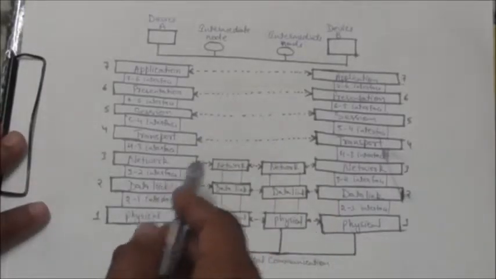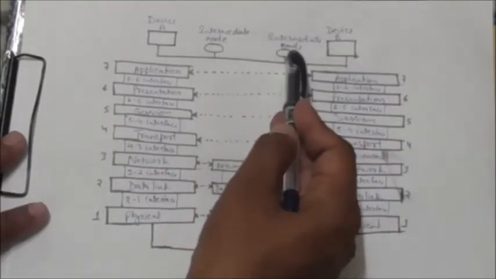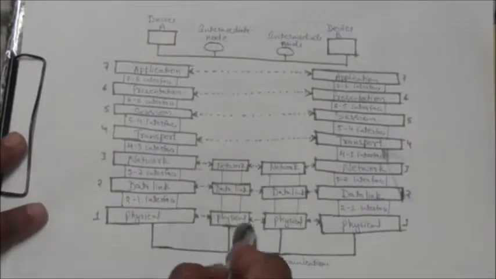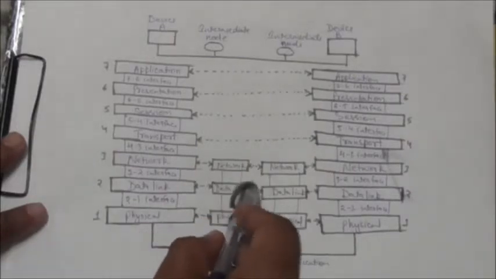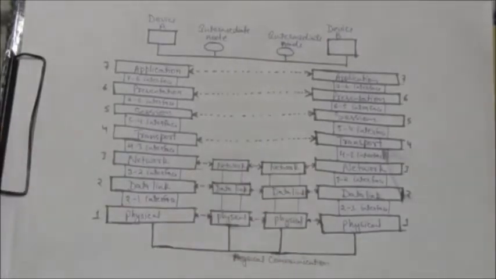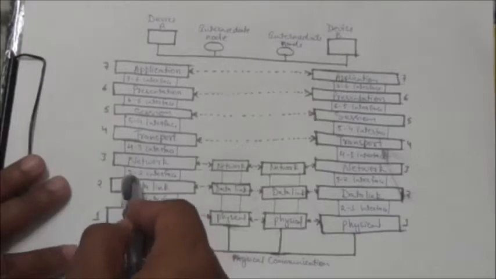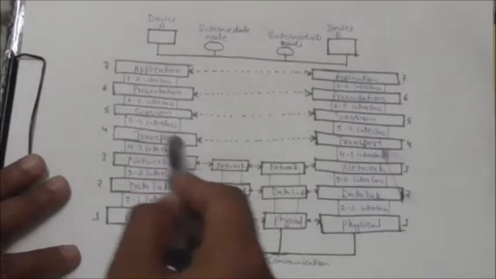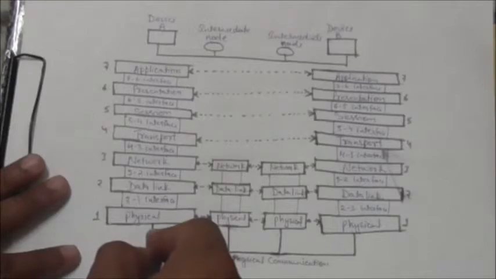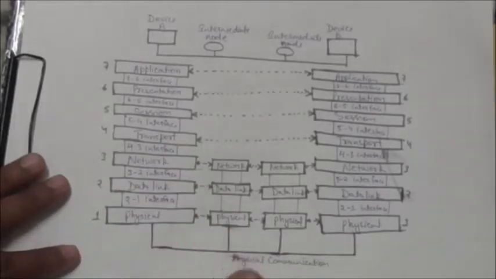As a message travels from device A to device B, it may pass through many intermediate nodes. These intermediate nodes usually involve only the first 3 layers of the OSI model, that is the physical layer, data link layer and network layer. These layers, layer 1, layer 2 and layer 3, are network support layers. They deal with the physical aspects of moving the data from one device to another.